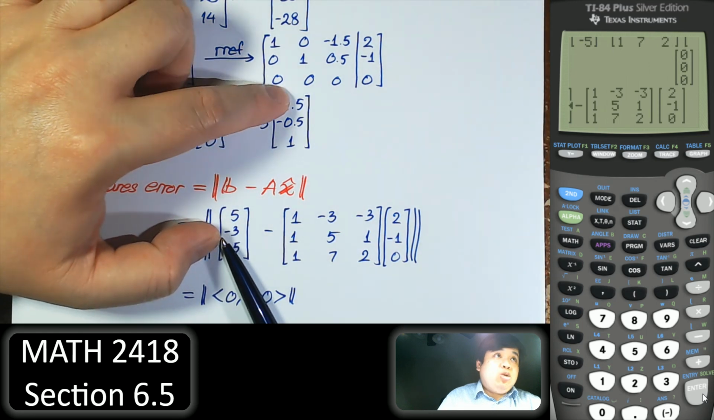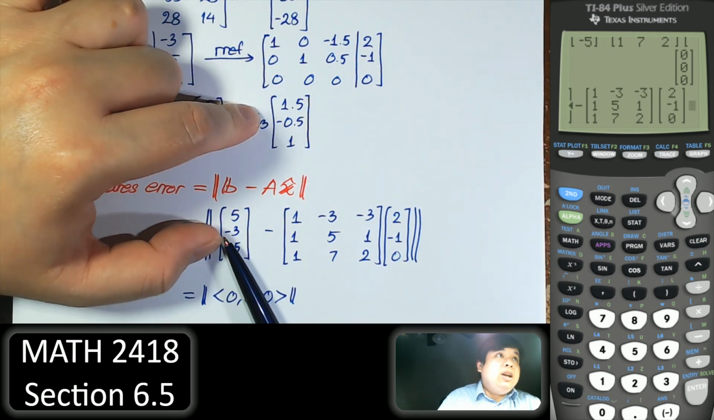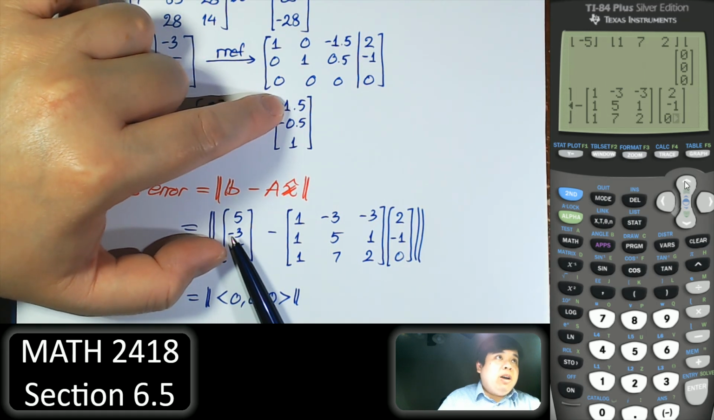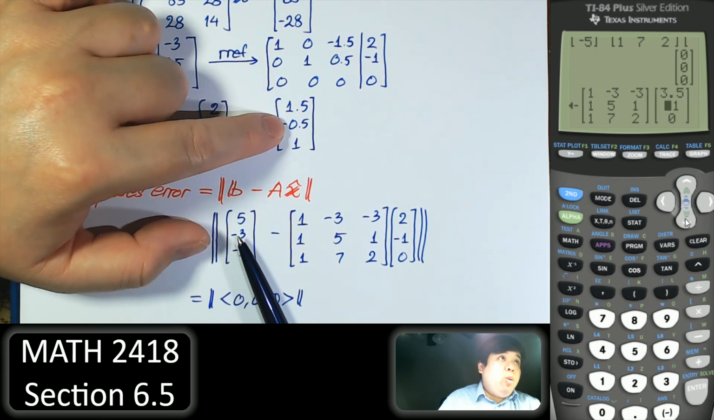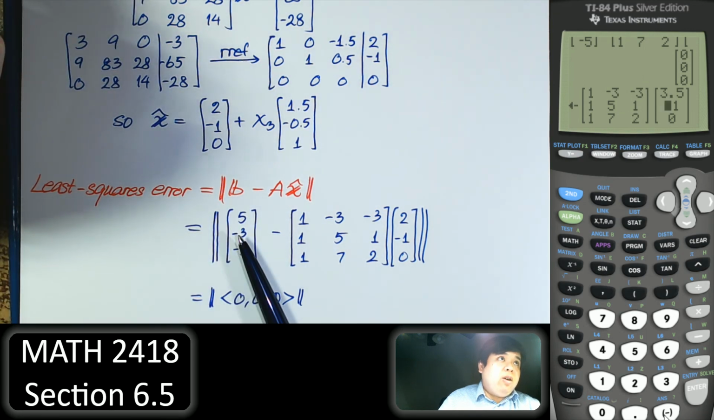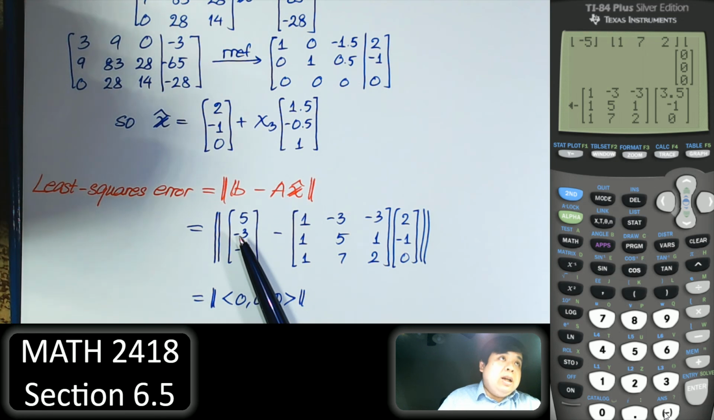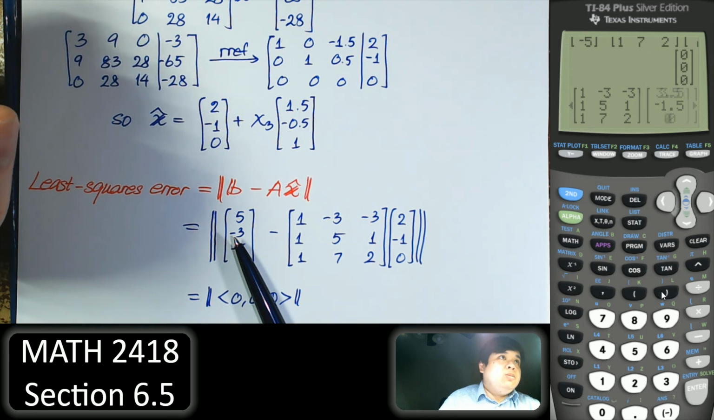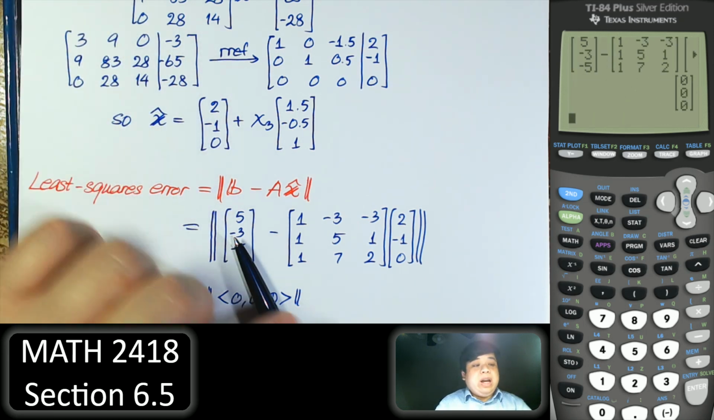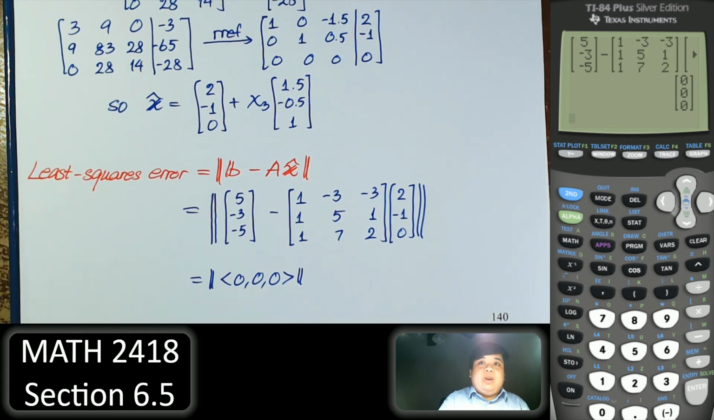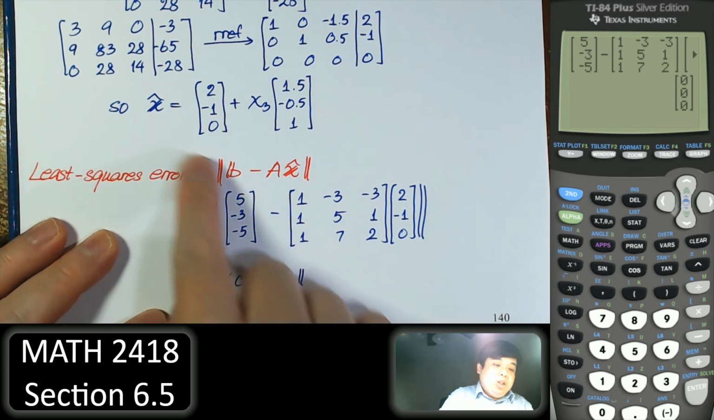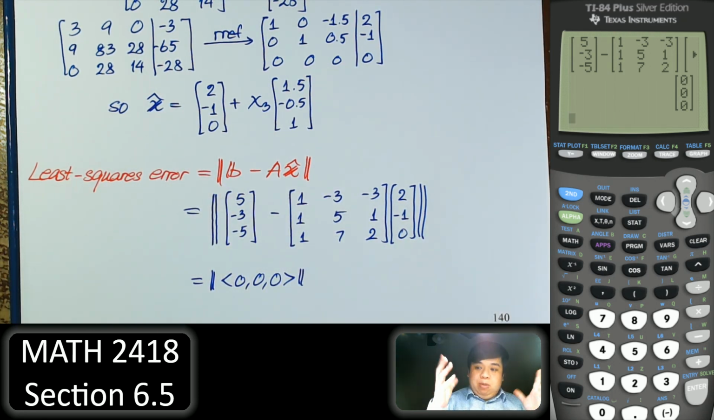If we choose x3 to be 1, here we have 1.5 plus 2, that will be 3.5, and then negative 1 minus 0.5 is negative 1.5, and 0 plus 1. So that's why we can choose any x3, and the distance is always 0. That's why there are infinitely many solutions. Doesn't matter what we choose, the least square error is always 0.